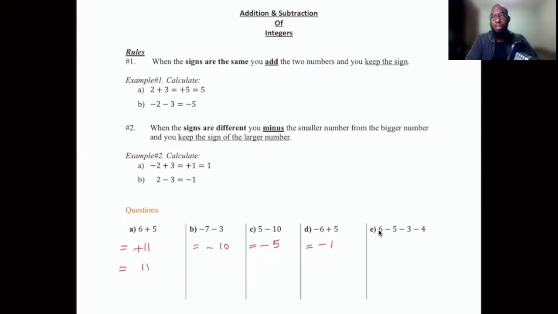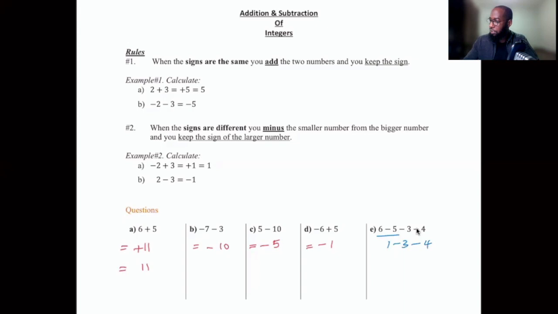All right. So if you look at part E, it's a combination of both rules. So we deal with 2 at a time. So if I deal with 6 minus 5, the signs are different. In front of 6 is positive, in front of 5 is negative, right? You minus the smaller number from the bigger number. 5 from 6 is 1, and you keep the sign of the larger number. 6 being the larger number, and it's positive. We know it's positive sign I have here. I'm not going to write it. It's understood, right? I write back the rest of the numbers.